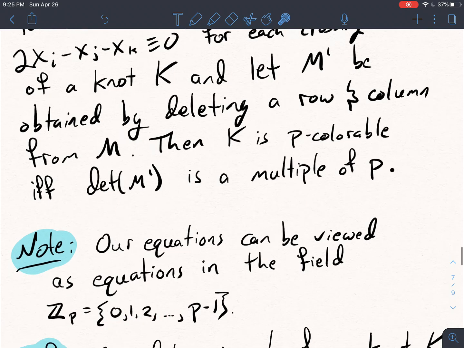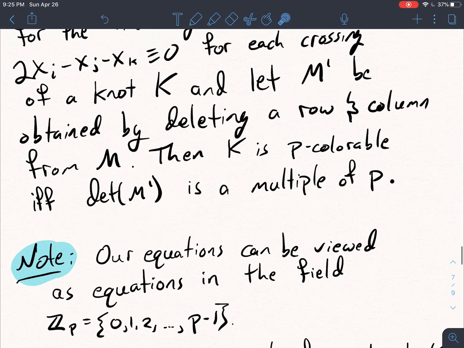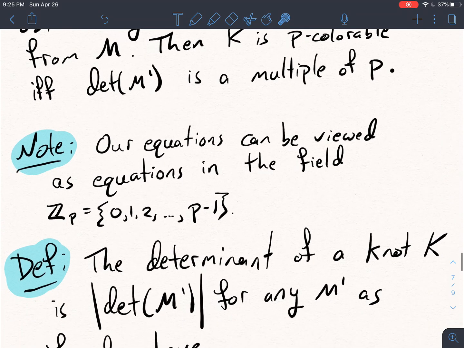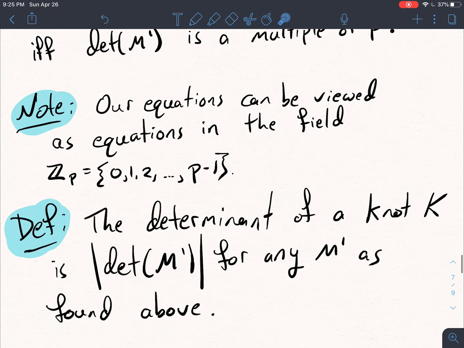So yeah, this is just a note that is kind of explaining more what I was talking about. Our equations can be viewed as equations in the field Z mod p, which I already talked about. So if the determinant of your matrix is 0 mod p, then that tells you that you have solutions there. So that's why this theorem is true.